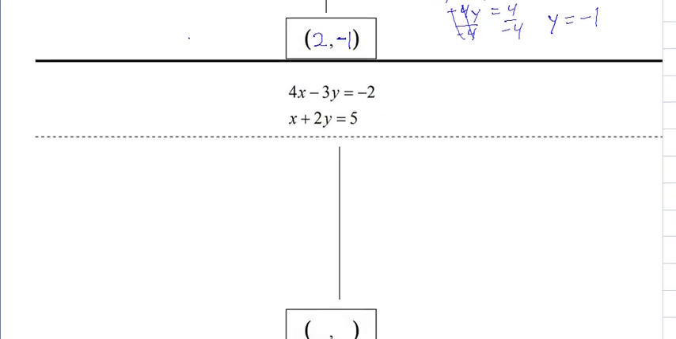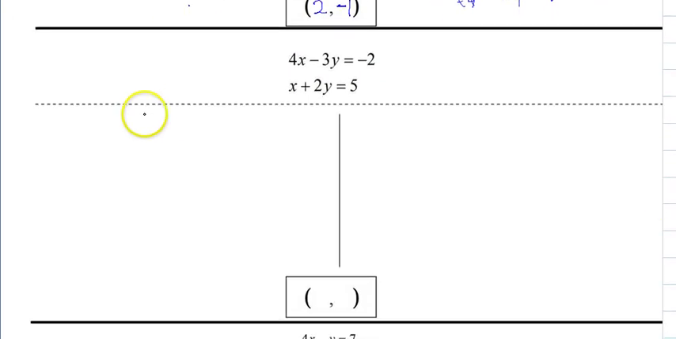All right, so let's try another one. So we rewrite them. 4x minus 3y equals negative 2. And then x plus 2y equals 5. Now, if you notice each of these, neither of them say x equals or y equals. So what you have to do is solve.